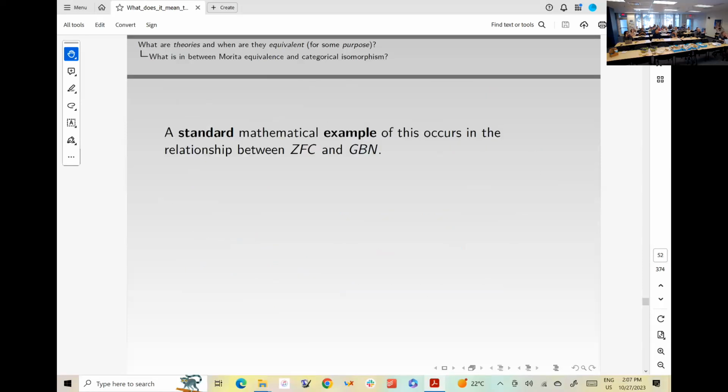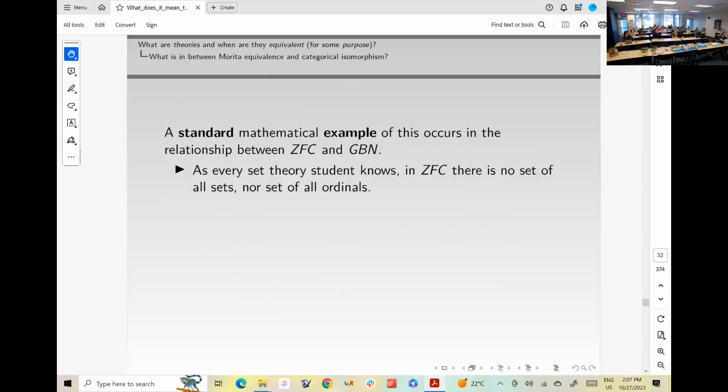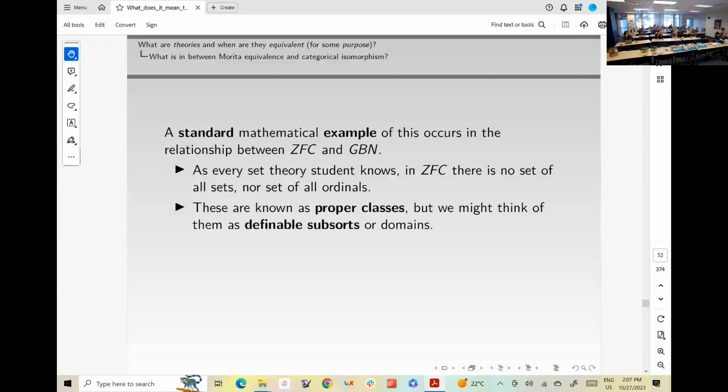A standard mathematical example of this kind of thing occurs in the relationship between ZFC, which is the standard set theory, and a more exotic one called Gödel-Bernays set theory. Let's spend a moment on this. As every set theory student knows, in ZFC there is no set of all sets, and there's no set of all ordinals. However, another way we might think of them is as definable subsorts of the domain. You can define the collection of all sets: it's the collection of all x that are equal to themselves. You define the collection of all ordinals very easily as well. But actually, I shouldn't say set, the class of all ordinals. And you can think of these as subsorts, new domains.